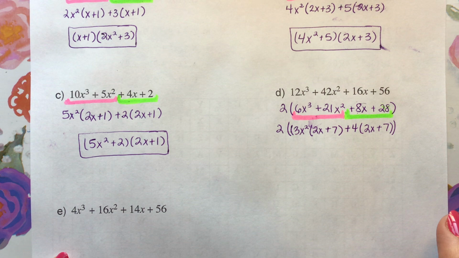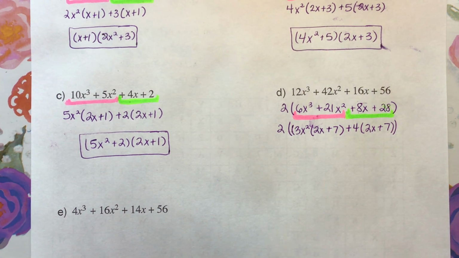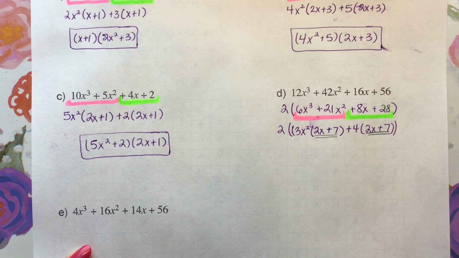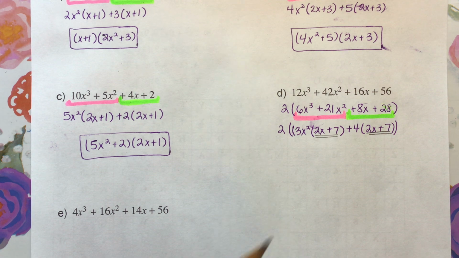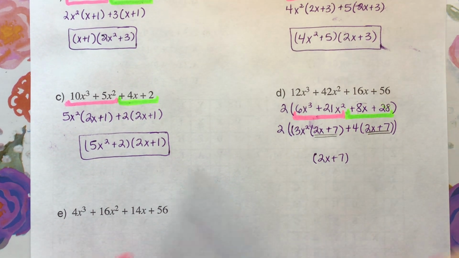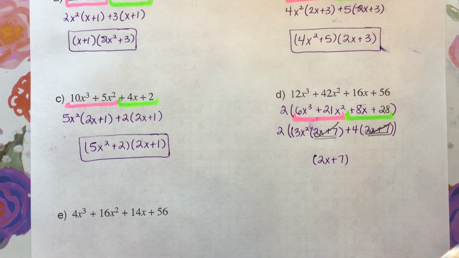Now it's time for us to rewrite. When we're rewriting, notice what's matching. First, I have some matching parentheses, and then I've also got that 2 hanging out up front. I'm going to factor out the matching parentheses so you can see that. So I've got 2x plus 7. So I got rid of that one and I got rid of that one.